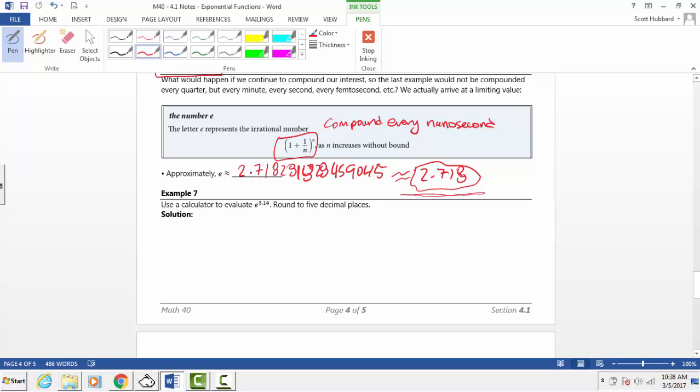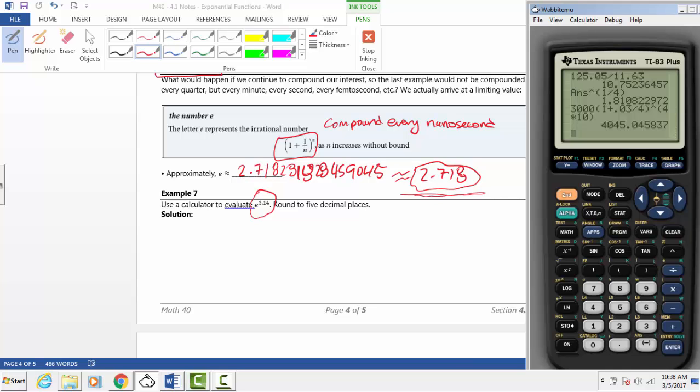Okay, well, let's just get practice. We're going to see this number e a lot throughout this chapter and through the rest of the semester, but let's just get practice of what it entails. So e to the 3.14, let's just get practice evaluating that. You just go over here, and if you just want the number e, it's right above the division symbol on your calculator, so that's e.